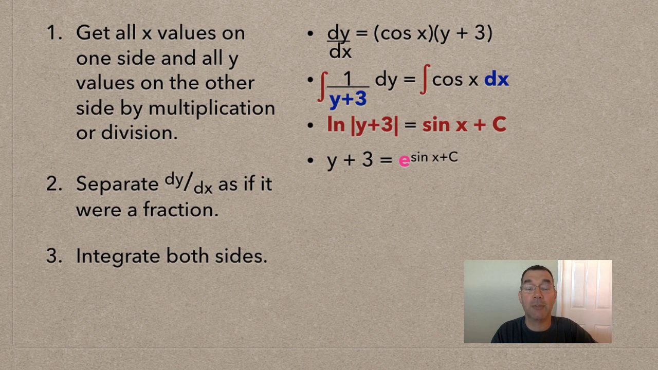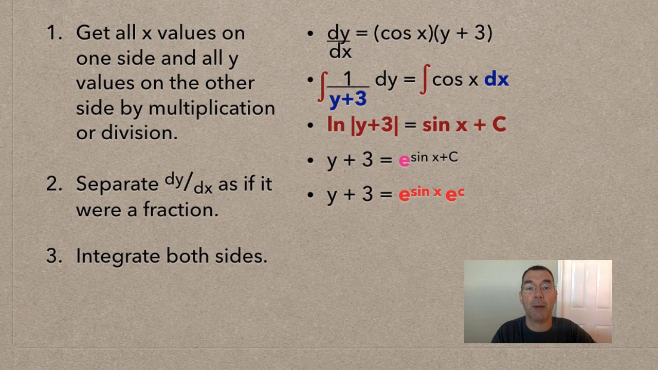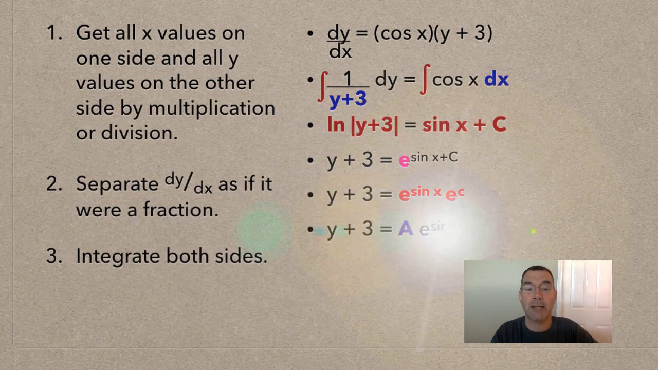All right, so now I'm solving for y, so I need to get rid of that natural log on the left, which means I will raise both sides as an exponent of e, and I get y plus 3 on the left, and I get e to the sine x plus c on the right. Now, knowing my properties of exponentials, I know that I can split the e to the sine x plus c into e to the sine x times e to the c. Now, e is a constant and c is a constant that I don't know yet, so that whole e to the c thing, that is just one big constant. So that's how I'm going to write it.